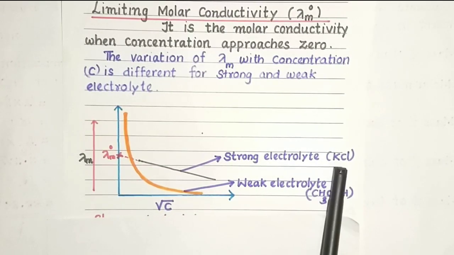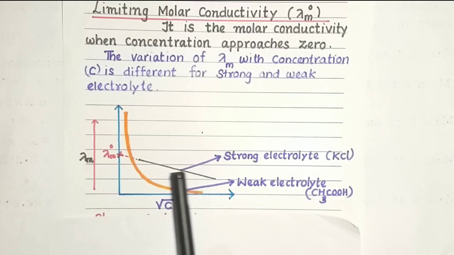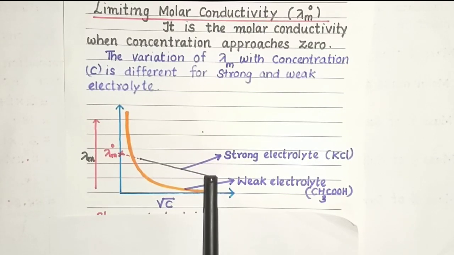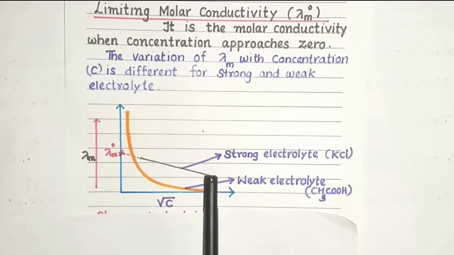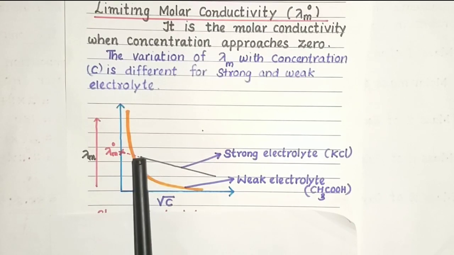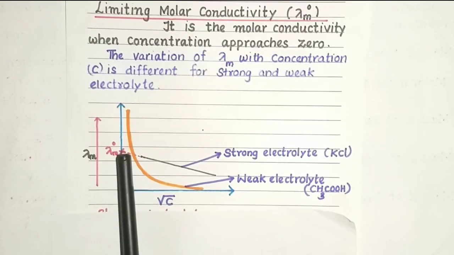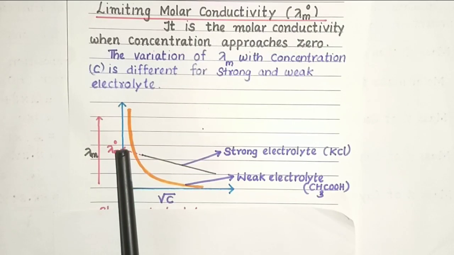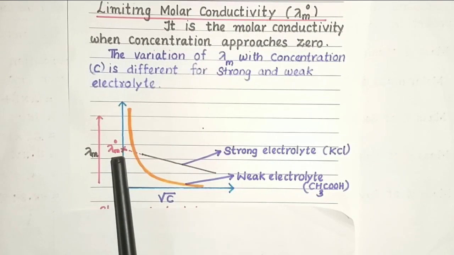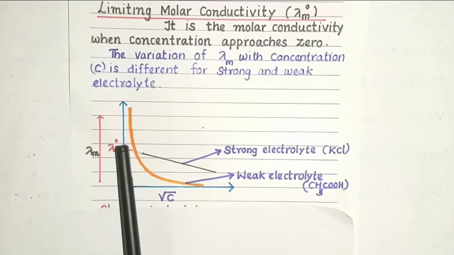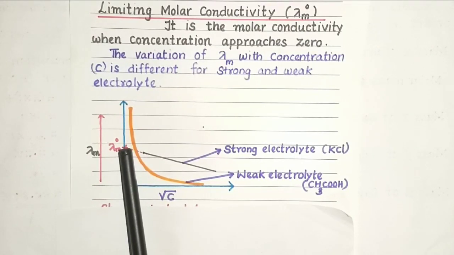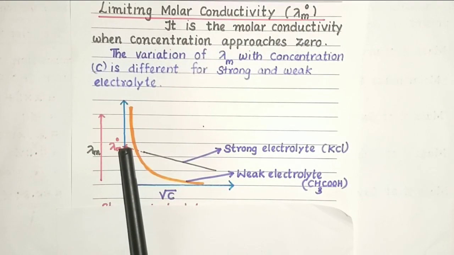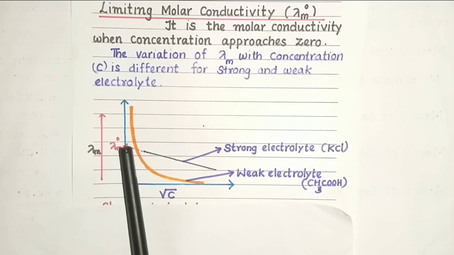For example, KCl, NaCl, etc. We get a straight line graph. Then on extrapolating this graph on the y-axis, it touches this point. This point is known as lambda m0, or limiting molar conductivity. This is the maximum value of molar conductivity, that is known as limiting molar conductivity.